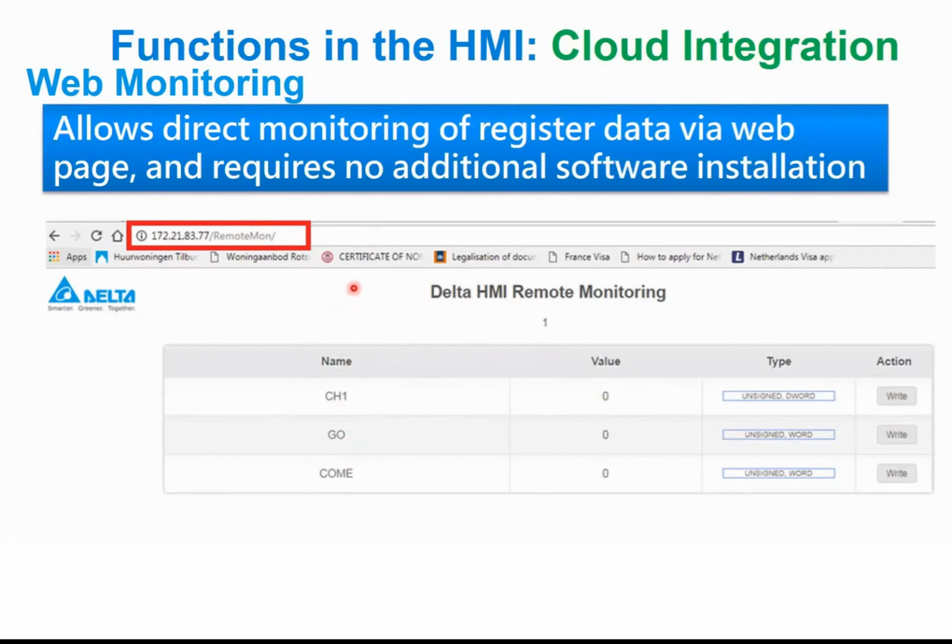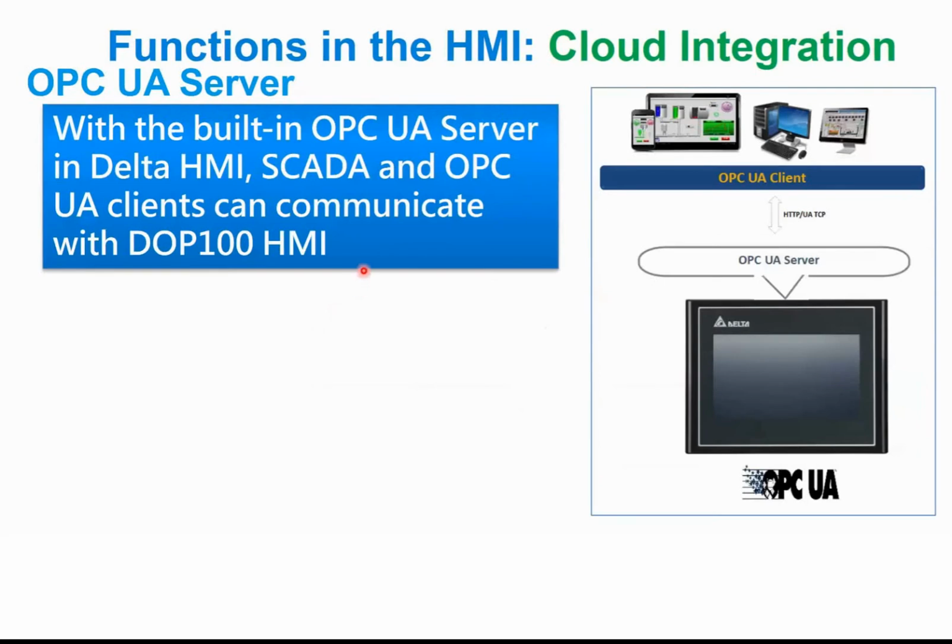Then you also have another function we call OPC server. OPC is an open communication protocol that is widely supported in industrial automation. If there are SCADA systems or SCADA clients, you can use the OPC server in the HMI to connect to the client. Once the client has access to the HMI, every other machine you connect to the HMI can be controlled from the client OPC.